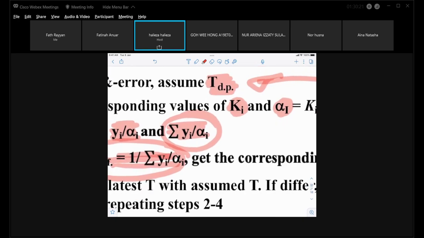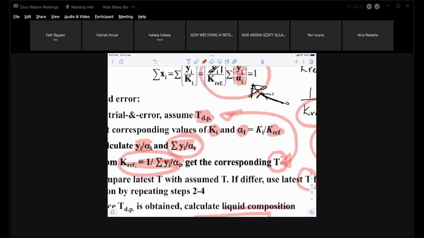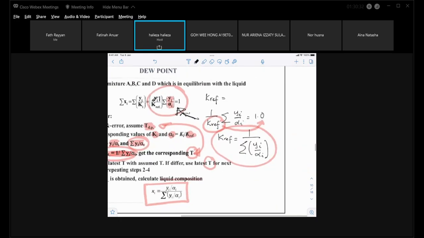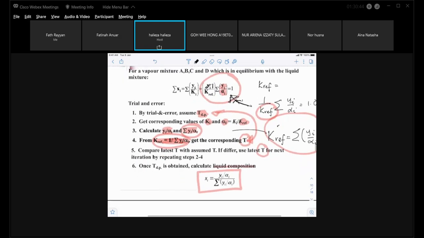Look at it, yi divided by alpha i. This is wrong, because somehow I must have copied and pasted. I got it wrong here. It's correct. Somehow I got it wrong. It should be, sorry guys, there seems to be a typo error here. It should be K reference equals to that. Okay, so that should be here.